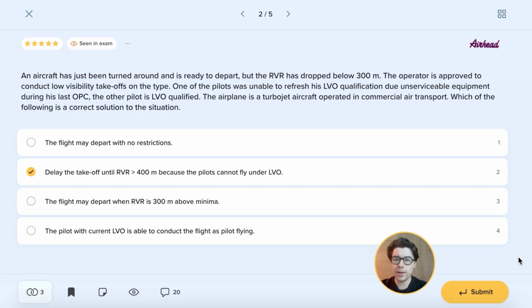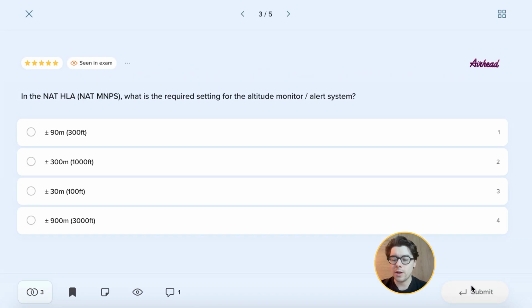Also, this information can be found in the AOI of an airport because some airports might have their own different minimas because some airports might have worse equipment than stipulated in the regulations. And for example, they can only allow takeoffs with RVR of 500 or 450 meters. So it's always good to check these AOI packs. Question number 3. In the NAT HLA, what is the required setting for the altitude monitor alert system? So this will be your high altitude operations.